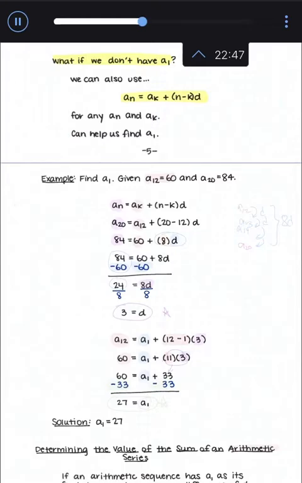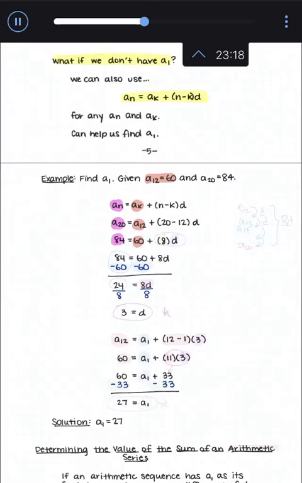So this first example says find a sub 1, which means the first term of the sequence, given that you know the 12th and the 20th. The 12th term is 60, the 20th term is 84. So the idea is we're going to start out with the one that's the biggest on the left-hand side. That's the 20th term. That's the 84. And we don't have the first term, so we're going to start with the first term we actually have, which is the 12th term, which is 60.